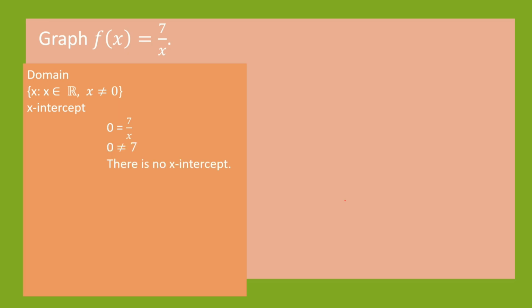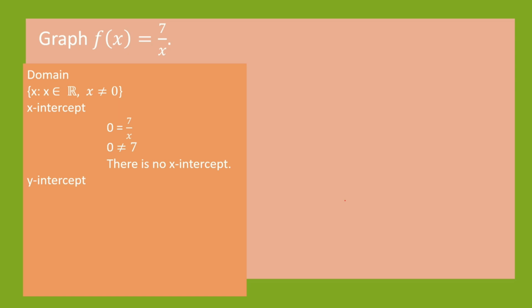Let's have this example. Graph f of x is equal to 7 over x. But first, let's determine some guiding concepts. For instance, domain. So the domain of the function is the set of all real numbers except 0. So in our table of values, we are not going to use 0. X-intercept. Substitute 0 to y to solve for x. But 0 is not equal to 7 when solved, so there is no x-intercept. What does this mean? This means that the graph of the function will not be passing through the x-axis.